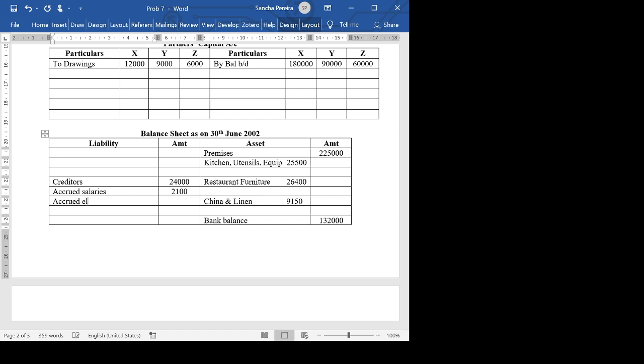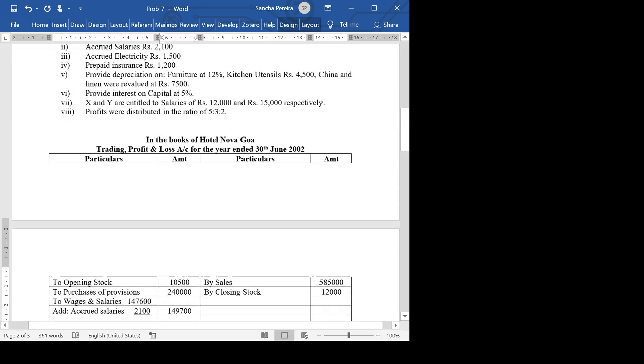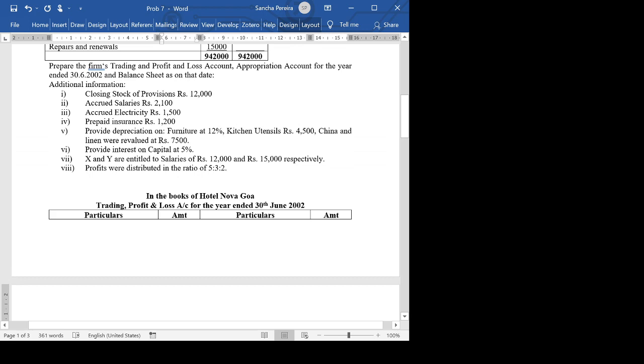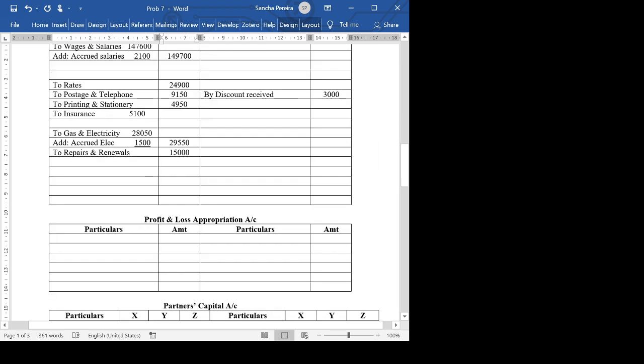Accrued electricity 1,500. Prepaid insurance 1,200, less prepaid insurance 1,200.